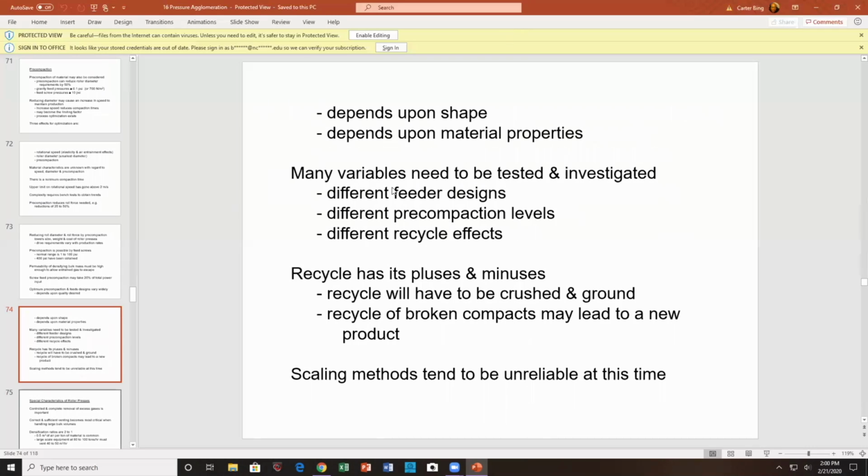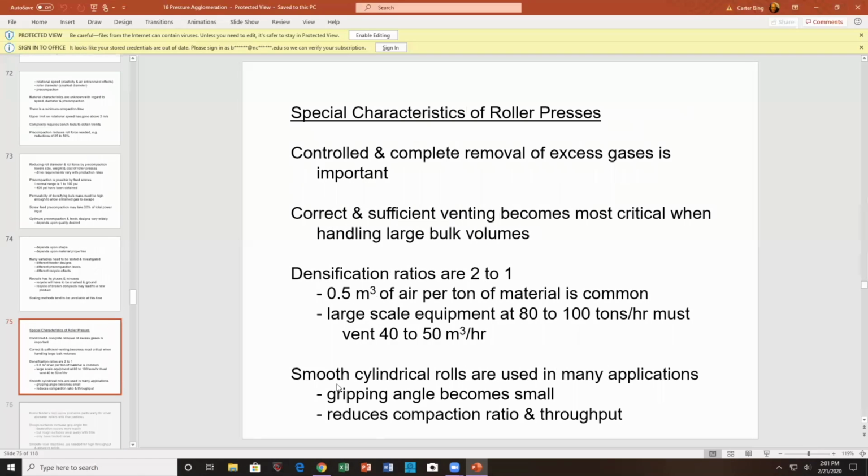Many variables need to be tested and investigated: different feeder designs, different pre-compaction levels, and different effects of recycle. Recycle has its pluses and its minuses. Recycle will have to be crushed and ground again. It's likely to contain a binder or a lubricant. Recycled broken compacts can lead to a new product. Scaling methods tend to be unreliable at this time.